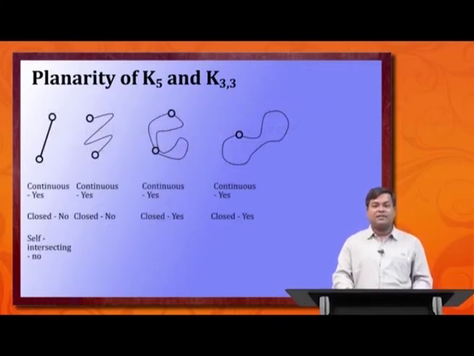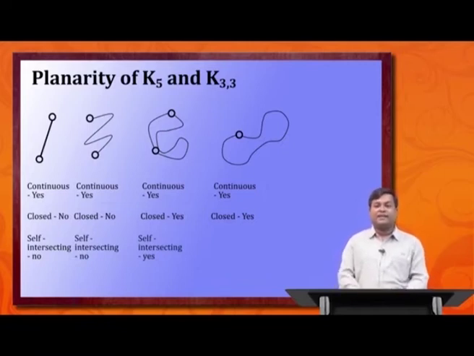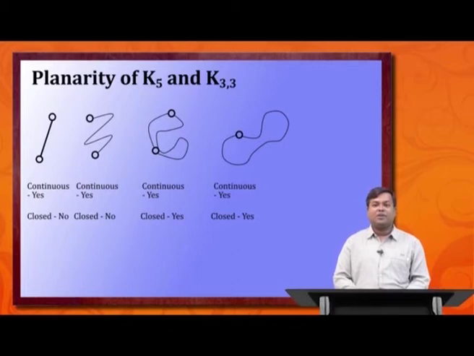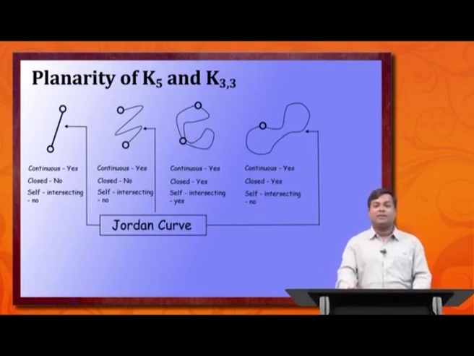The first one is not self-intersecting. The second one is also the same. The third one is self-intersecting. And the fourth one is not self-intersecting. So if we go by the definition of a Jordan curve, the first graph, the second graph and the fourth graph are all Jordan curves, but the third one, which is a self-intersecting graph, is not a Jordan curve. So the final conclusion is these 3 are Jordan curves. The first and second are normal Jordan curves, and the fourth one is a closed Jordan curve.